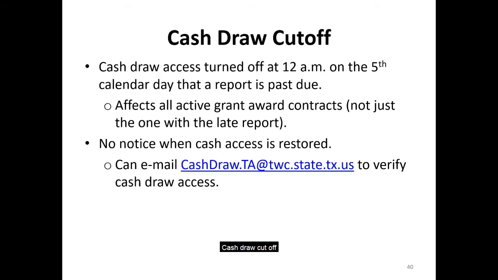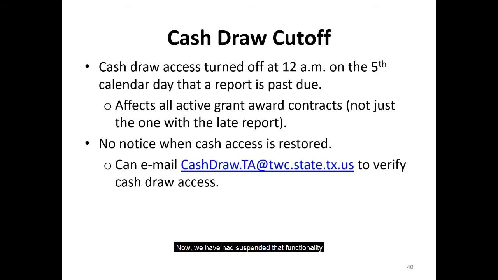Cash draw cutoff: if the report is more than 5 calendar days late, the system can automatically cut off your cash draw privileges. Basically, that is not just for the particular report that's late, but if you have multiple contracts with us, you as a particular entity will not be able to draw cash on any of those contracts until that report is submitted.